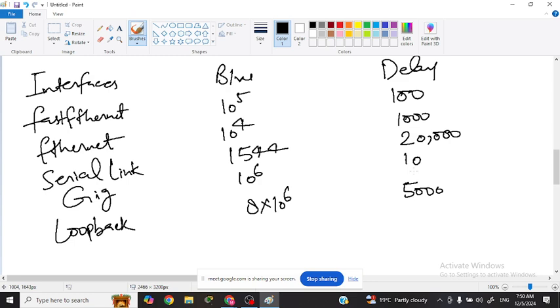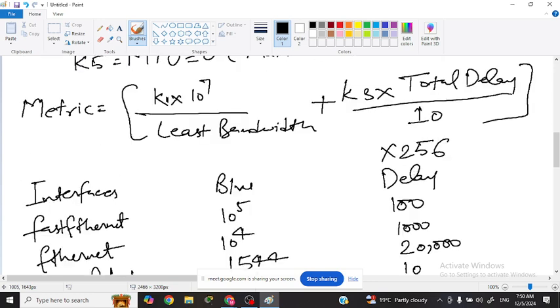Is it clear, guys, for everyone? According to the question, you can put the values of the bandwidth, delay, least bandwidth, and K1 and K3 values, and multiply by 256. You have to put only the values in this formula and you can calculate the metric value. That's a simple calculation, nothing more than that. Class 8 level calculation. Clear, guys, how to calculate the metric?